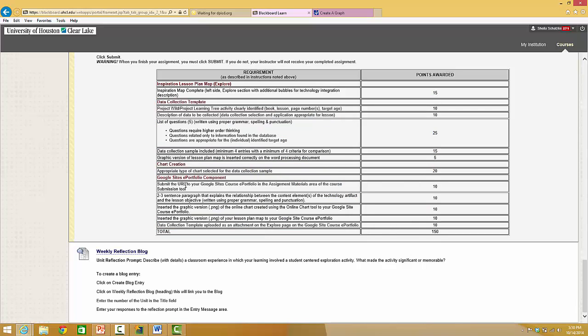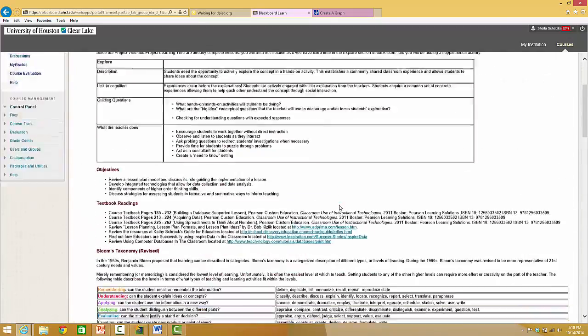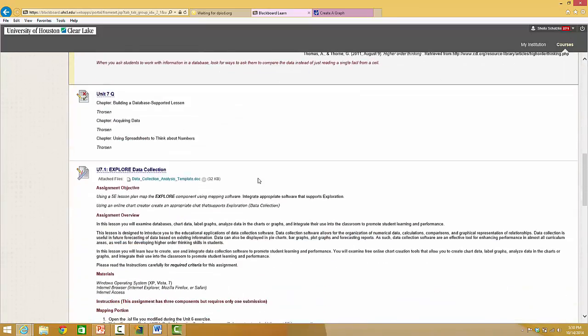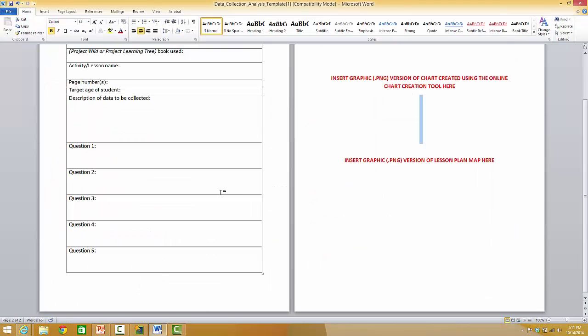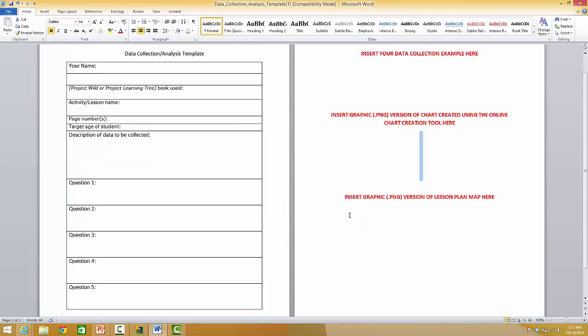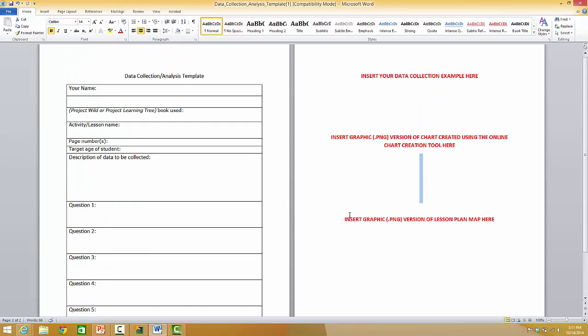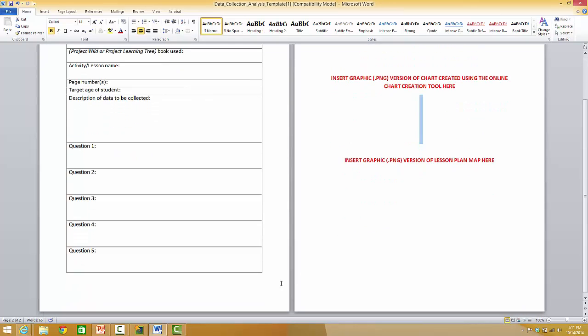Okay. Let's see. Remember, the technology artifact is, sorry, I went too far, this template right here. So when you complete this template, this is your technology artifact. This is what you must also load to your website. I really think that's it for Unit 7.